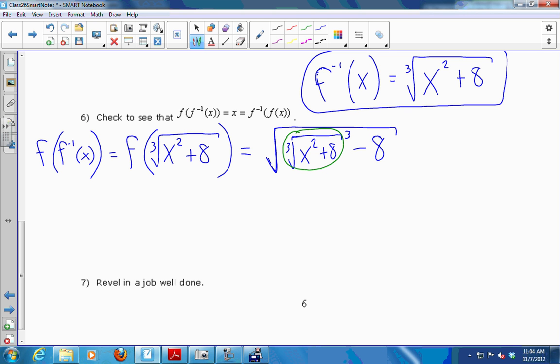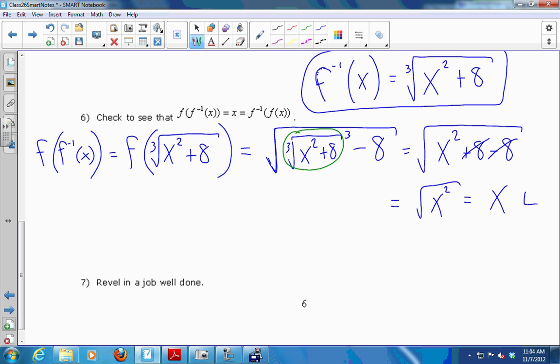So now let's just simplify this expression. Working from the inside out, what do you get when you take a cube root and you cube it? They cancel. So this is going to be the square root. This cube root and this cube cancel, so I have x squared plus 8 minus 8. What is plus 8 minus 8? Cancels. So I have the square root of x squared, which is x. Hooray!